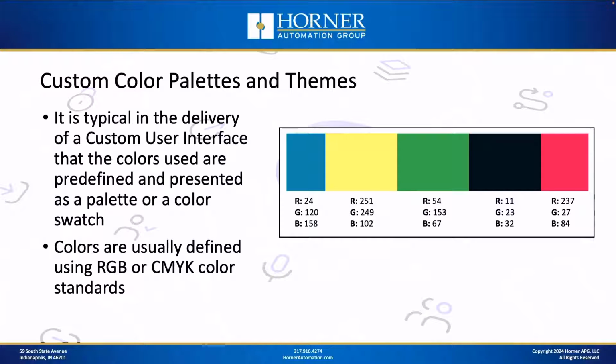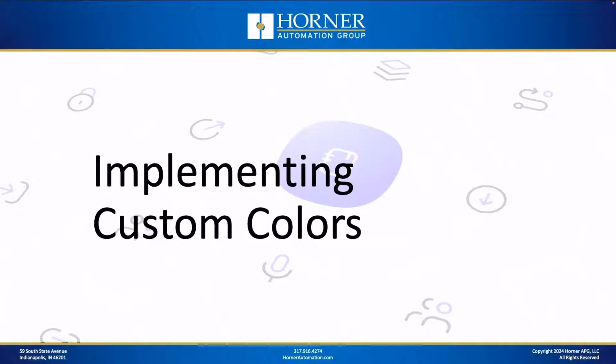But I think a lot of us don't think about the fact that, with the Horner OCS, along with a lot of other user interfaces, I'm sure, you do have the ability to specify the color down to the very last detail. So if it's specified to you in RGB or CMYK color format, which hopefully it is, then you can very easily incorporate those colors into your project, and we'll show you how to do that. Let's actually get started with just that very simple task of incorporating custom colors into your project.